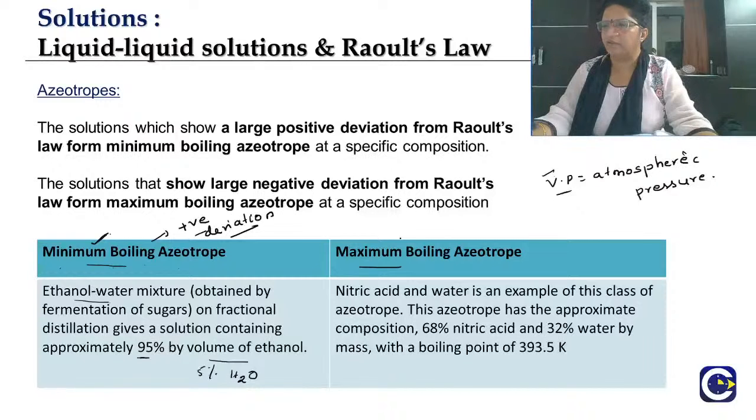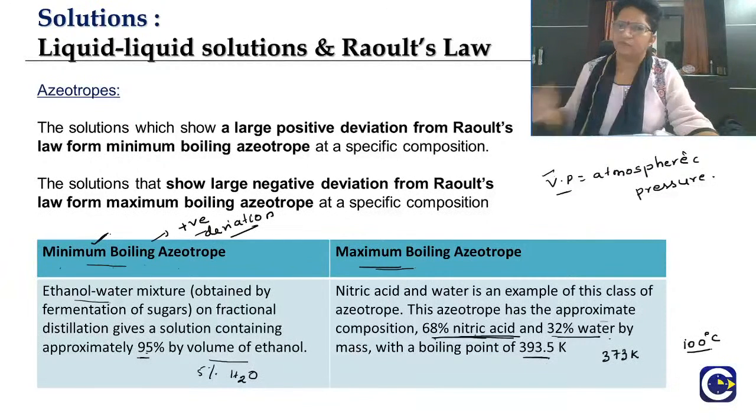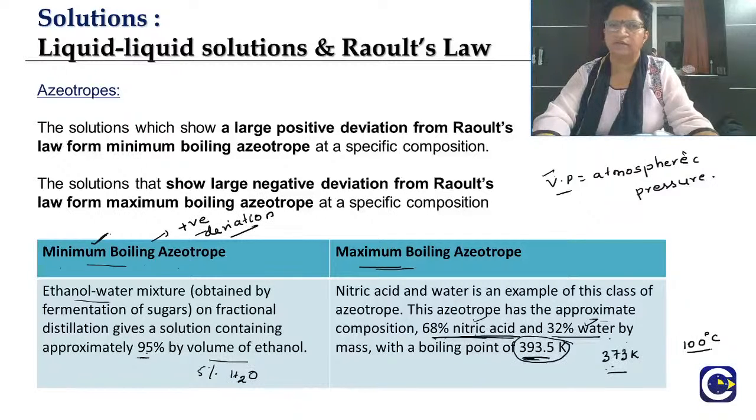When the force of attraction between the molecules is greater, what happens? They don't go into the vapor state. So we have to heat it to a higher temperature. So they form a maximum boiling azeotrope. Remember this: nitric acid and water, which is in our textbook. Whatever is in the textbook, you will have to remember the certain composition: 68% nitric acid and 32% water. 393.5 K. What is the boiling point of water? 373 Kelvin, 100 degrees Celsius. So it is boiling at a temperature higher than 373 Kelvin. So a mixture of 68% nitric acid and 32% water will boil at a temperature more than that of water and the nitric acid. Understood? I think no doubts.